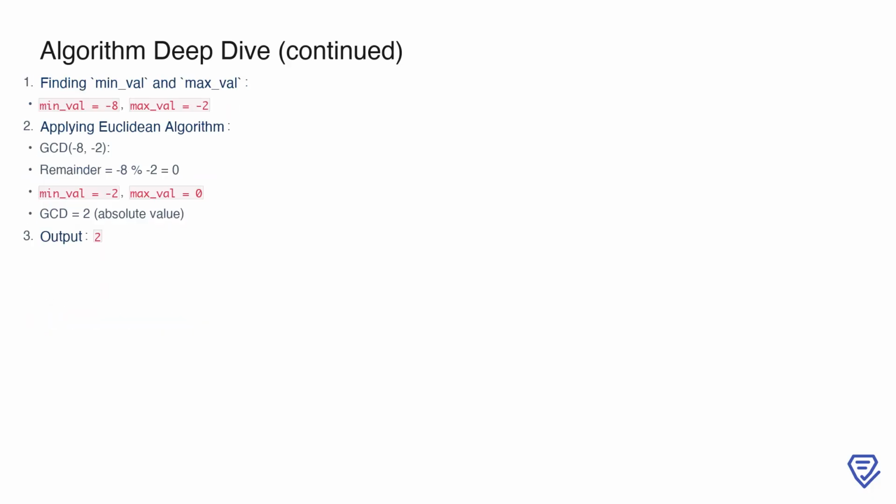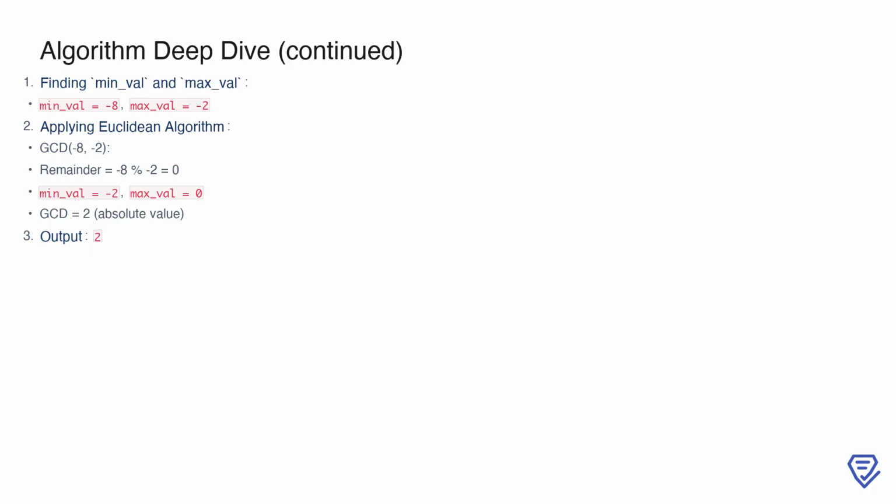Now let's consider another example with negative numbers. Take the input array nums equals -8, -4, -2. Here, the smallest value is min_val equals -8, and the largest value is max_val equals -2. Applying the Euclidean algorithm, we compute the remainder of -8 divided by -2, which is 0. We then update min_val to -2 and max_val to 0.